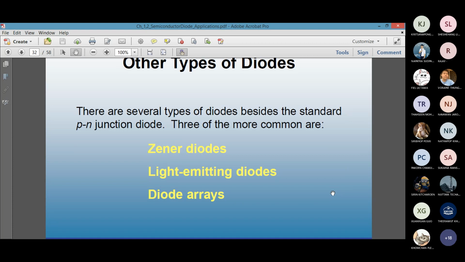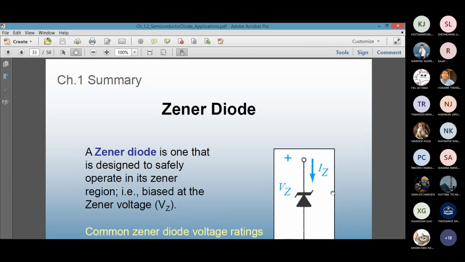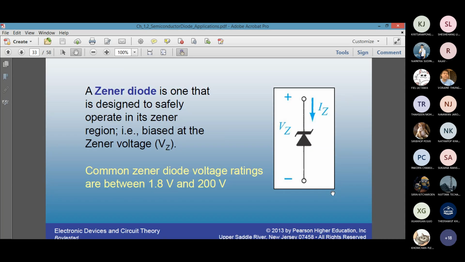We have other types of diode: Zener, LED, and diode array, which is a combination of many diodes. A Zener diode has a special symbol. It is connected in reverse polarity, cathode and anode, but once it starts conducting, when you read or calculate the voltage, you still have to take plus minus, not minus plus.